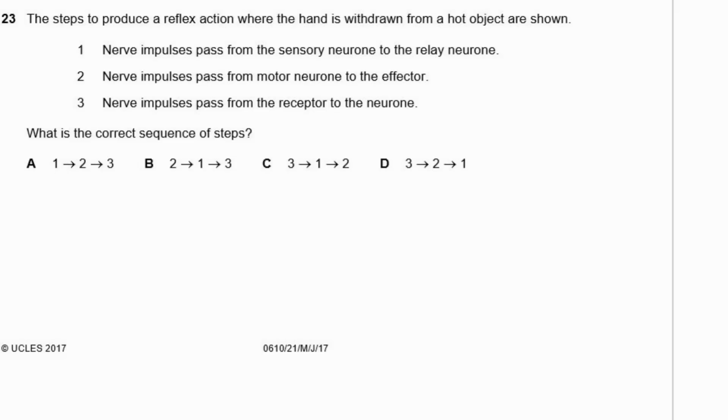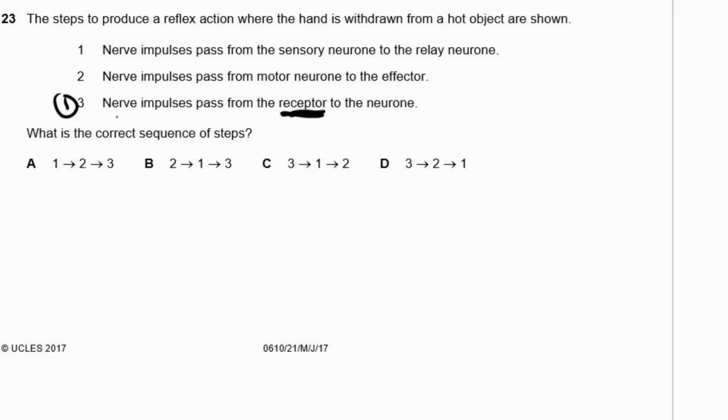Question 23. The steps to produce a reflex action where the hand is withdrawn from a hot object are shown. So nerve impulses pass from the sensory neuron to the relay neuron, nerve impulses pass from the motor neuron to the effector, and nerve impulses pass from the receptor to the neuron. What is the correct sequence of steps? Okay, so the first thing that happens is your stimulus has to be sensed. Okay, it needs to be sensed by a receptor. Okay, the receptor is the first bit.